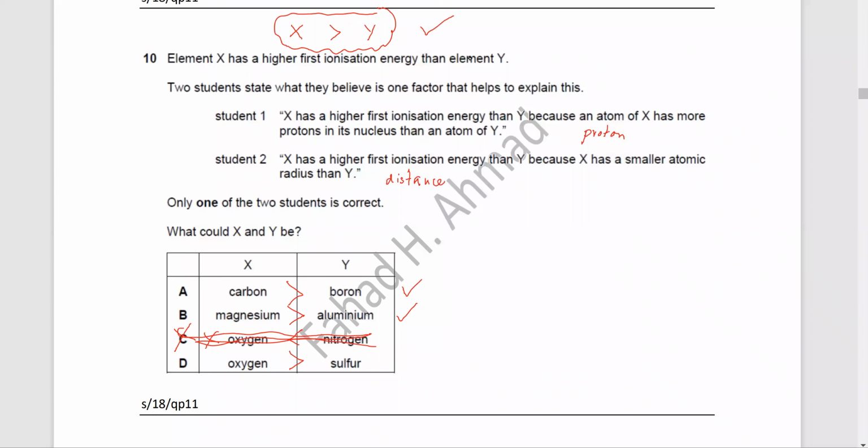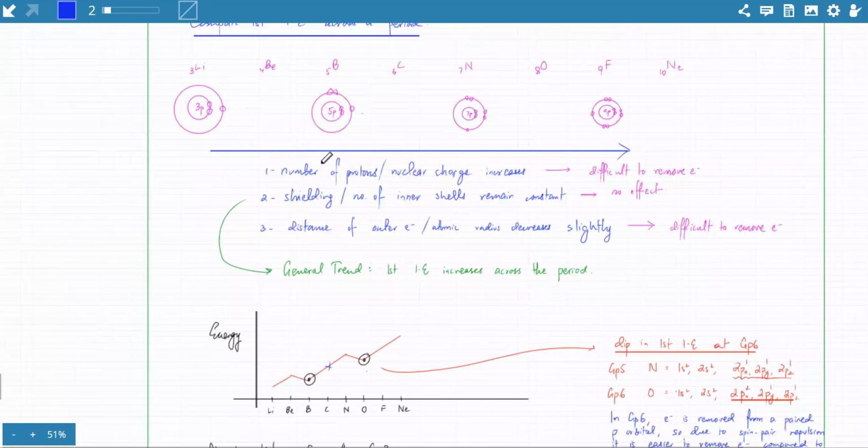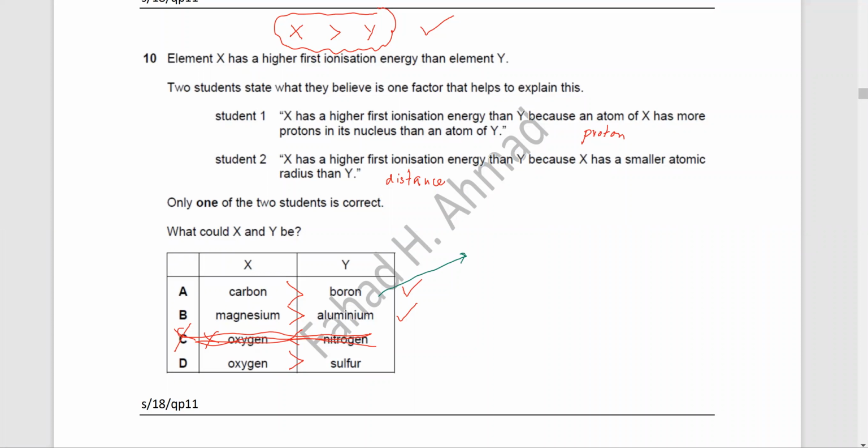So now moving on to the next statement. Now I'm going to investigate, why does carbon have a higher ionization energy than boron? The reason that happens is that when you move across the period, the number of protons increases. Shielding remains constant, so it has no effect. And the distance of the outer electron decreases slightly. Atoms become smaller and smaller as you have more protons. The shells are more attracted and the atom size slightly gradually decreases. So there are two factors in play over here, carbon and boron across the period.